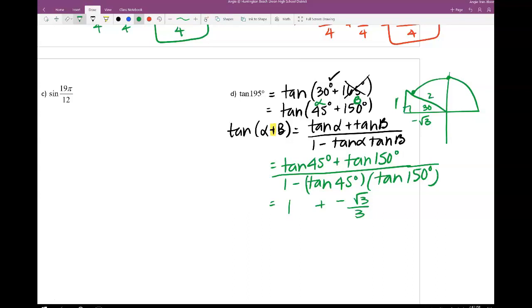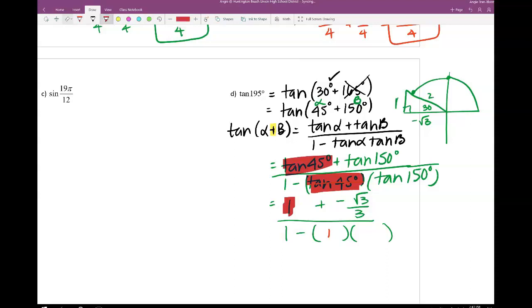Okay, so from here we will divide. 1 minus, I already know what tangent of 45 is. Oops, I didn't mean to do that. I want to highlight that. Tangent of 45 degrees is the same as that, so that gets a 1 value right there. Then another highlighter, how about this one? Tangent of 150, that's the same, and that's right there. So I'm just going to write negative √3 over 3.